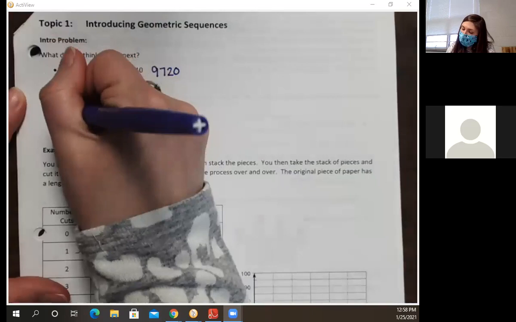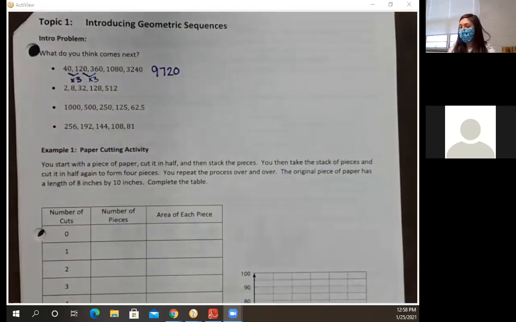9,720 if you multiply by 3. Take a minute and work on these next 3 sequences.